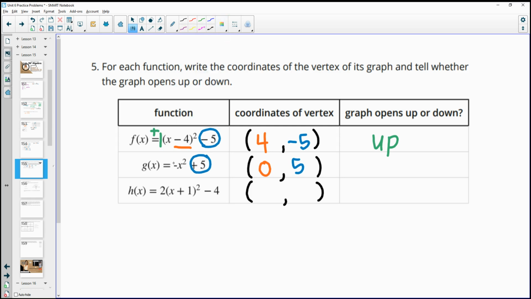And then we have this negative out front of the x squared. So this means that we're going to have our parabola flipped over or reflected over the x-axis. So then that one's going to be opening downward.